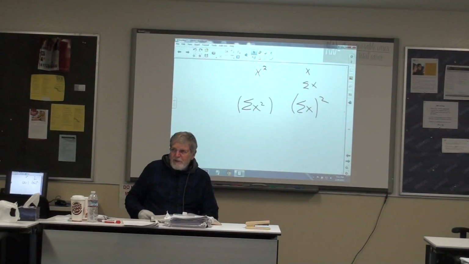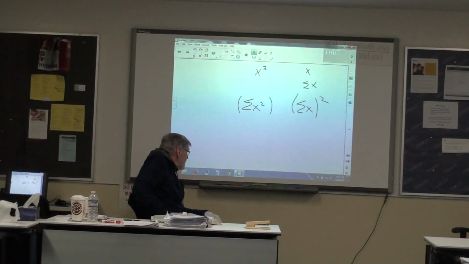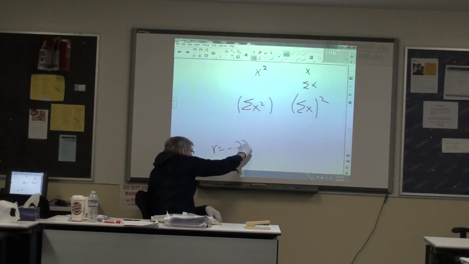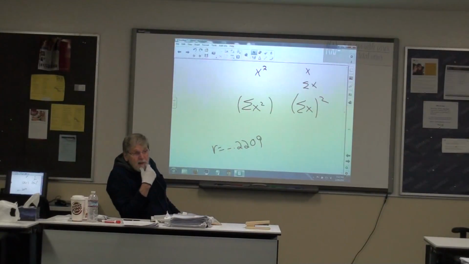This is a type of calculation that could be done easily on a computer, and Hannah has an R number. I figured out what I did. -0.2209. Well, there it is. -0.2209. I don't know if it's right or not. It's our first number to put down. We've got five more to go.